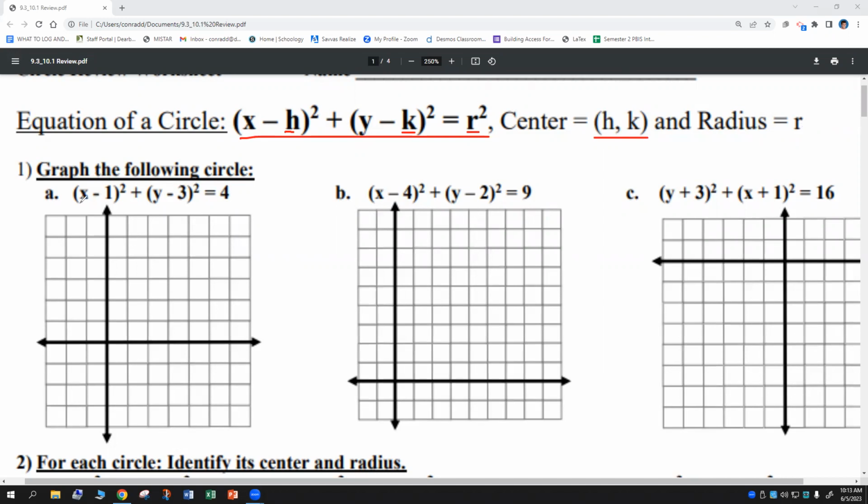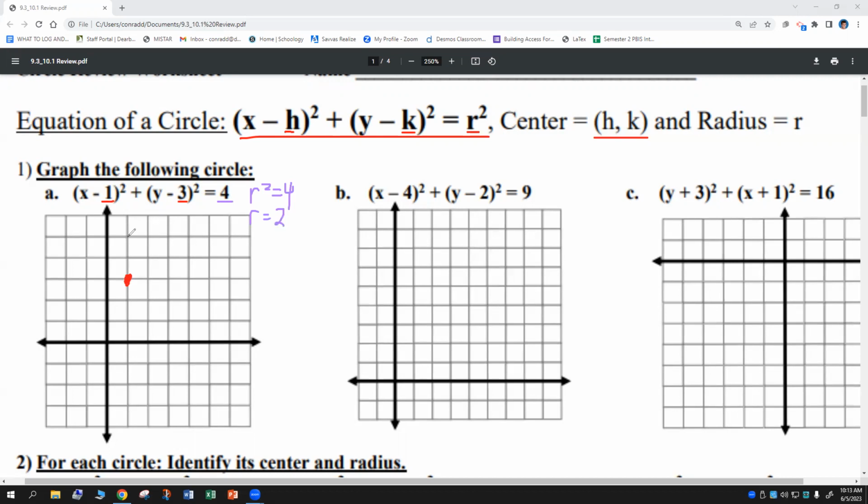All right, so the first one, x minus h. So this is going to be (1, 3). Remember, a lot of you think of switching the signs. It's not really the best way to think about it, but if you do that, you're going to get it right. So (1, 3), there's my center. And then my radius: r squared is 4, that means my radius is 2.